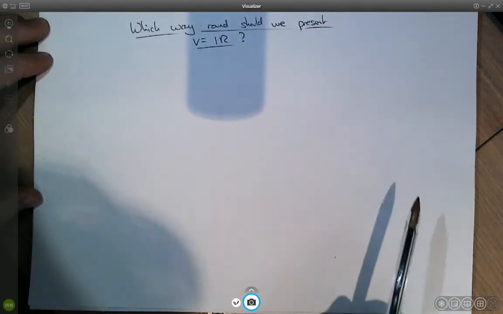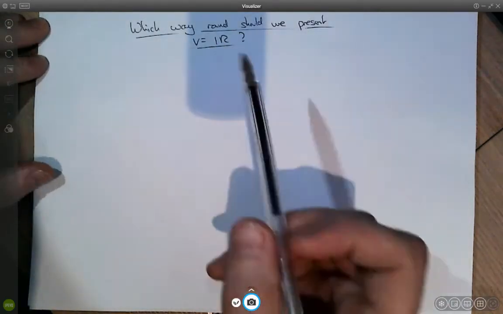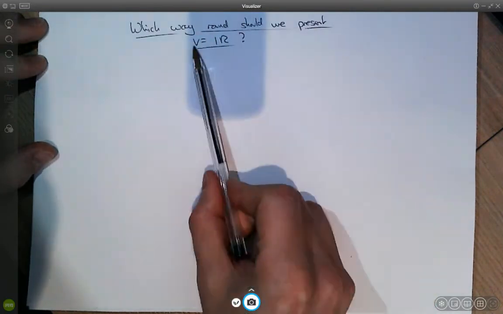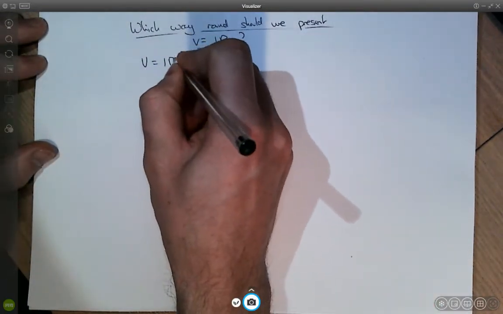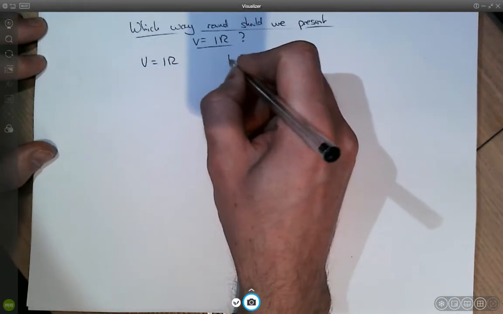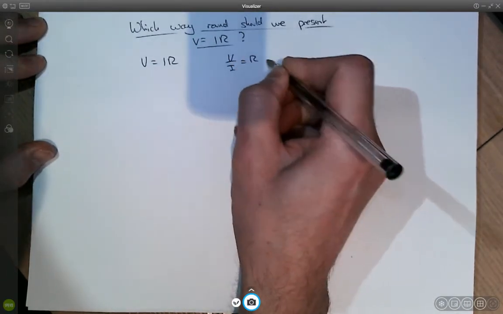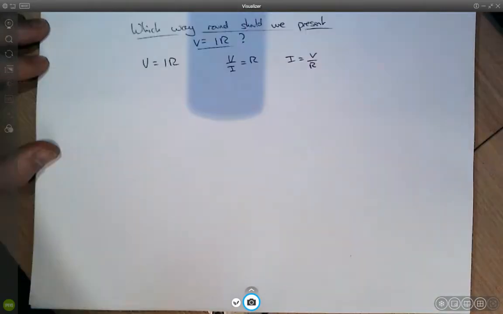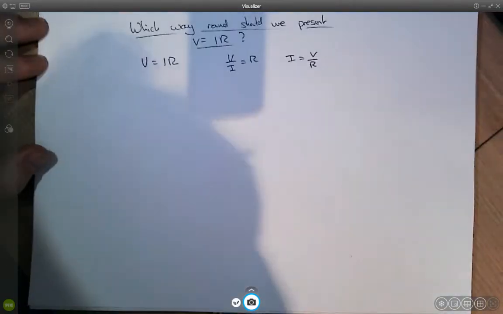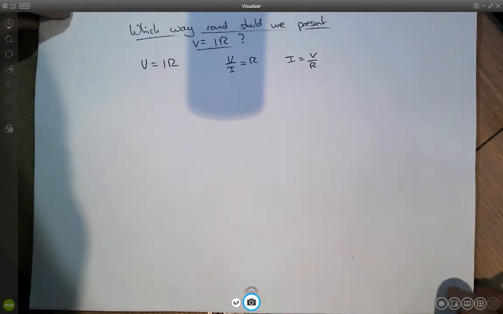In this video, we're going to answer a really interesting question, which is which way round should we present V equals IR? And what I mean by that is, should we tell students that it's V equals IR? Should we tell them that V over I equals R? Or should we tell them that I equals V over R? And there's really interesting ways why we might pick any one of these.